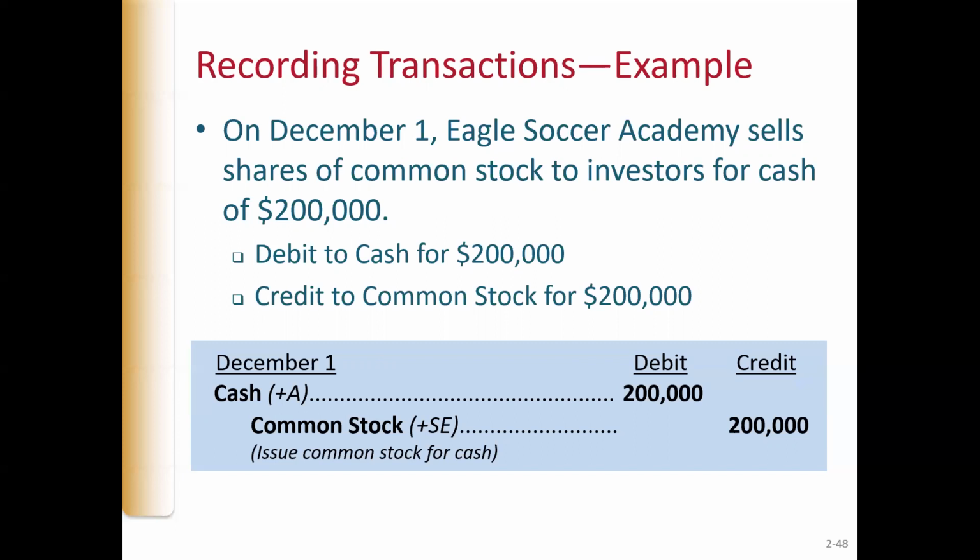Common stock is part of stockholders' equity. It's on the right-hand side of the accounting equation. And to increase common stock, we credit it. Again, our assets equal liabilities plus stockholders' equity. We still balance.